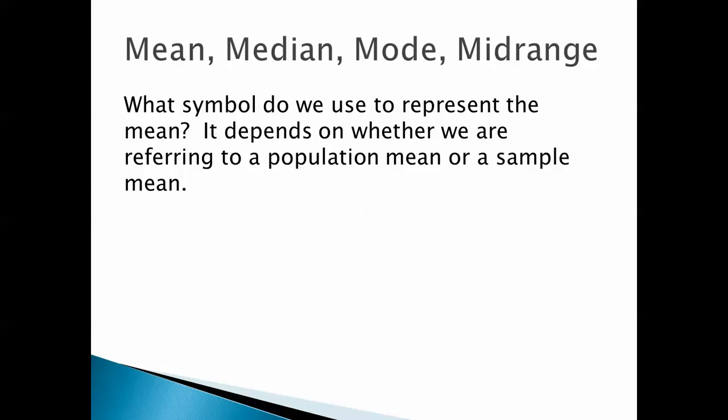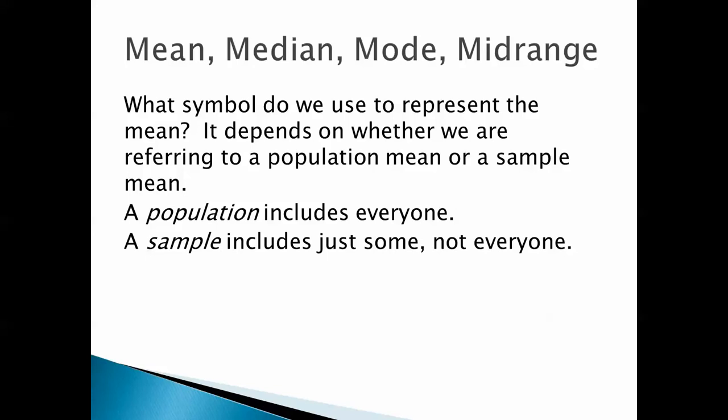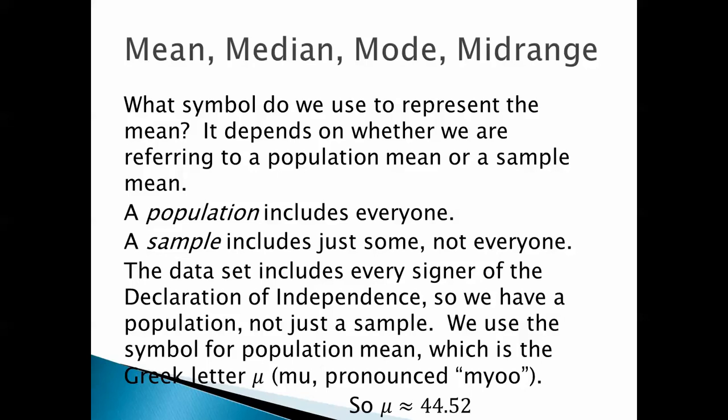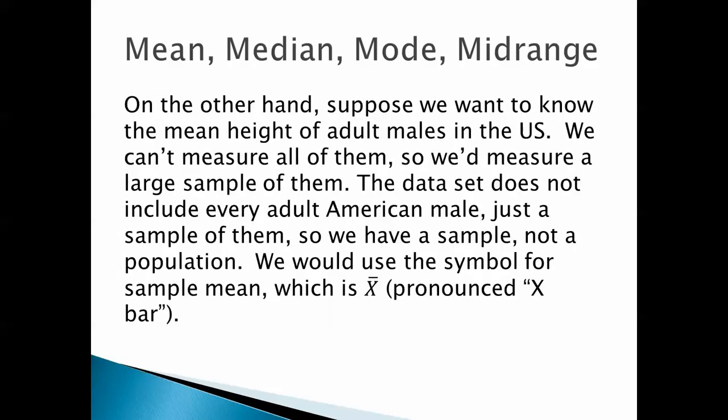It depends on whether we're referring to a population mean or a sample mean. Now, a population includes everyone. A sample includes just some, not everyone. The data set includes every signer of the Declaration of Independence. So we have a population, not just a sample. We use the symbol for population mean, which is the Greek letter mu. So mu, the population mean, is about 44.52, around 44.5.